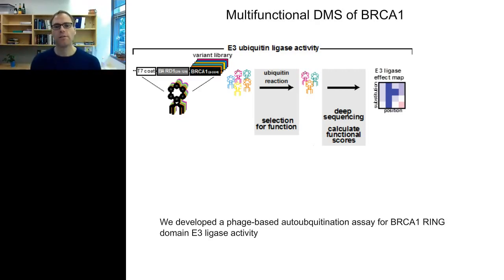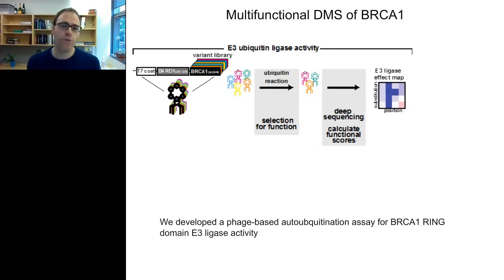That's its sort of high-level function. But it's also an E3 ubiquitin ligase and binds to a number of binding partners. And so our idea was to decompose the multiple functions of BRCA1, or measure the individual functions of BRCA1, and then combine those deep mutational scans into a model that would be predictive of this DNA damage repair function, which is important for tumor suppression.